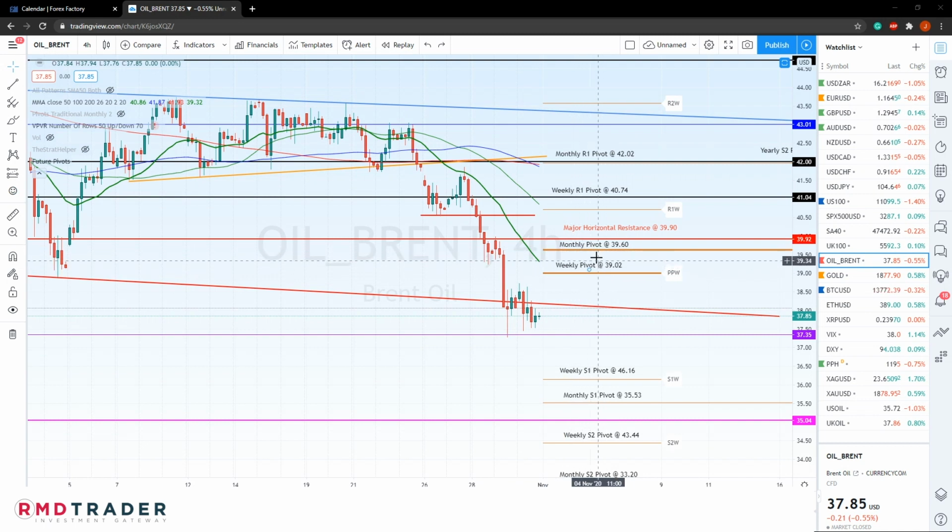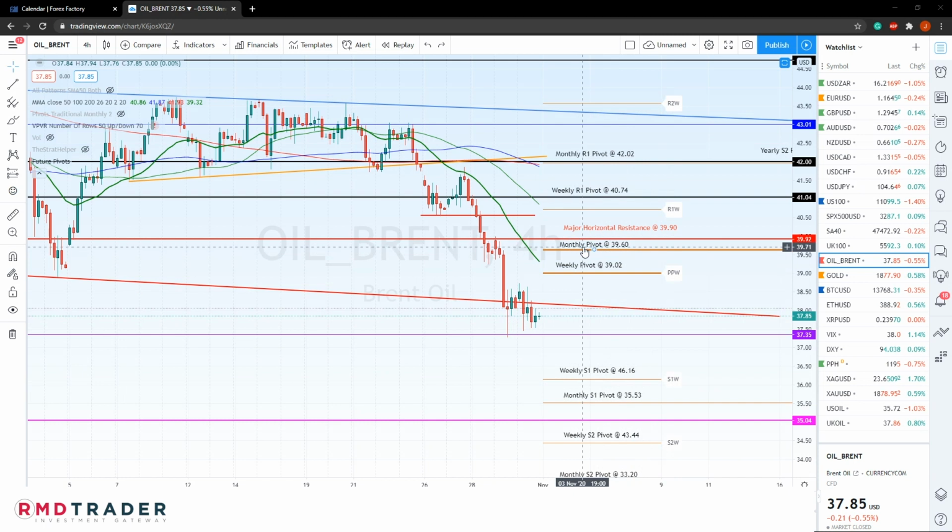And then it would be best to just keep an eye on price action, as a rejection from this area would either see price consolidate or break even lower below this area of the lower diagonal, and that could open up areas of support of 46.16 to 35.53. That is the weekly S1 and monthly S1 pivots.